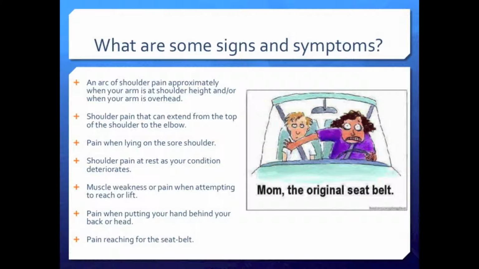People also notice this when they're trying to sleep. If you sleep on your left side and your left side is where you're having the shoulder pain, the lying on that side will make it worse. In later stages of this, you can notice pain when you're just sitting there, doing nothing to your shoulder, and you'll also start noticing muscle weakness when trying to reach or lift things.